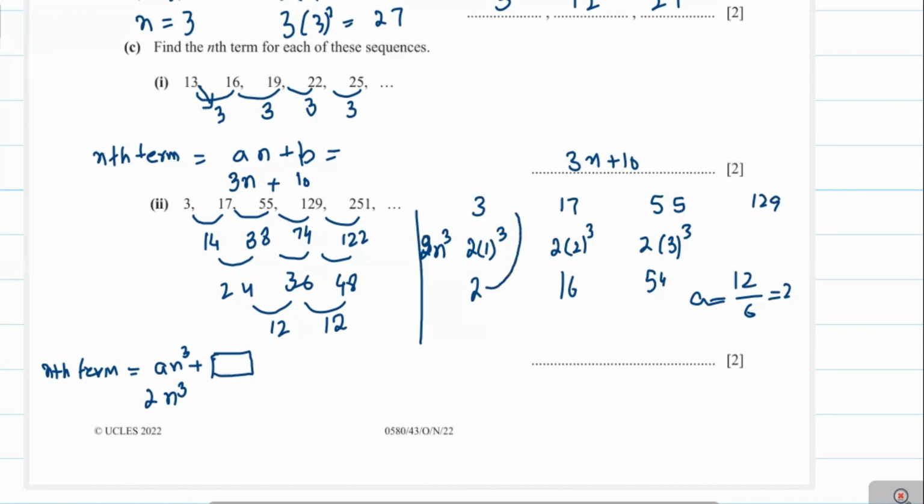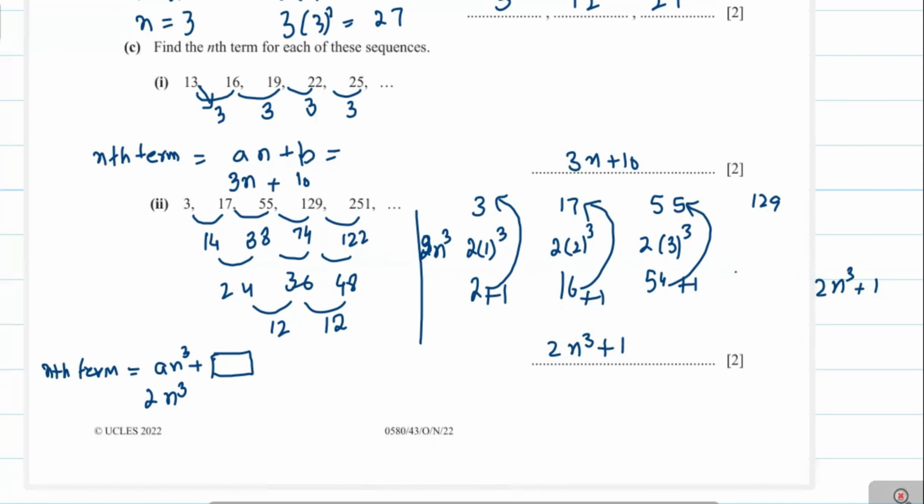What value do we have to add to this sequence? We get the value 1. Now when we add 1 to 2, we get 3, and we add 1 to 16, we get 17, and we add 1 to 54, we get 55. And for the nth value, this value is 2n cube. When we add 1, we get the nth term value. The nth term will be 2n cube plus 1, and that is the answer.